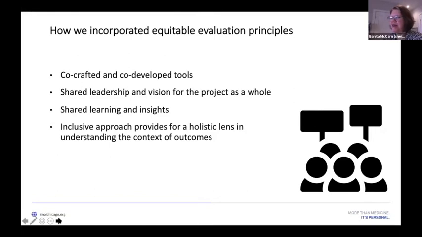So I want to wrap up with how we incorporated equitable evaluation principles, the lessons learned, and best practices. We incorporated equitable evaluation principles with co-crafted and co-developed tools, which I mentioned previously with our data collection tools. It was a true collaboration with shared leadership and vision for the project as a whole. We also shared learning and insights. This inclusive approach provides a holistic lens in understanding the context of the outcomes.